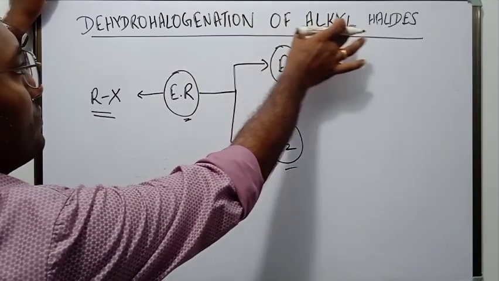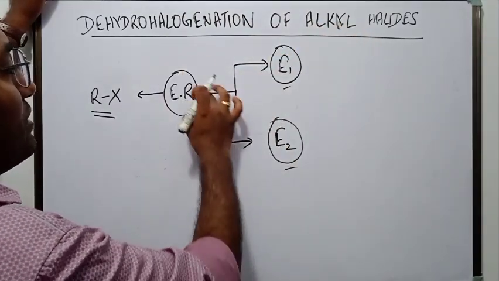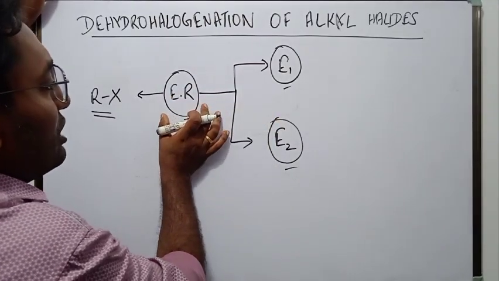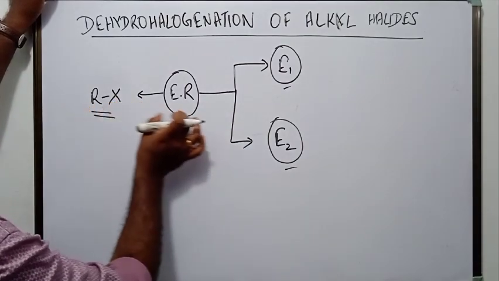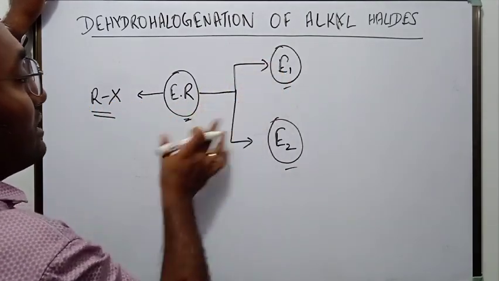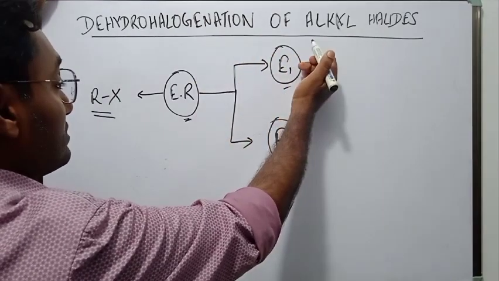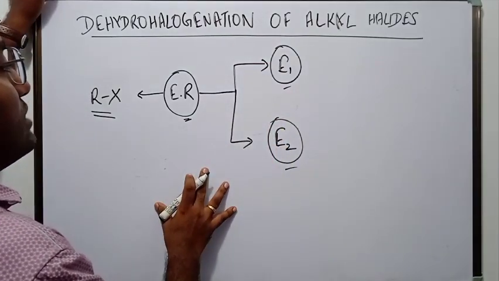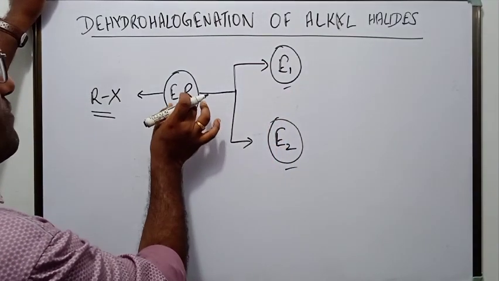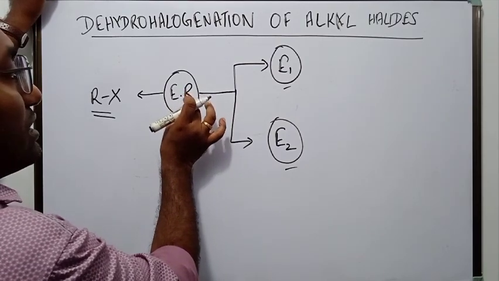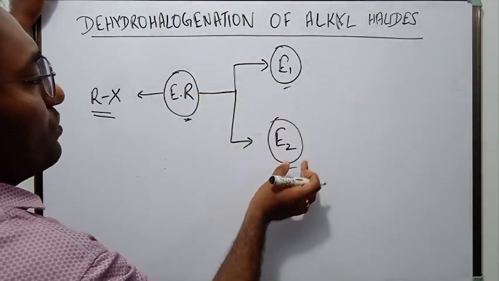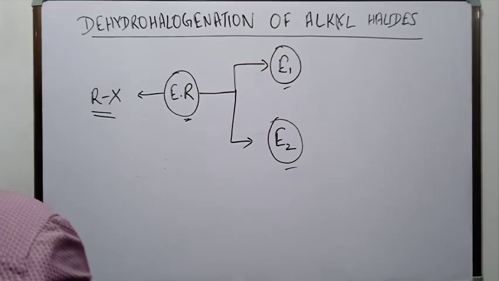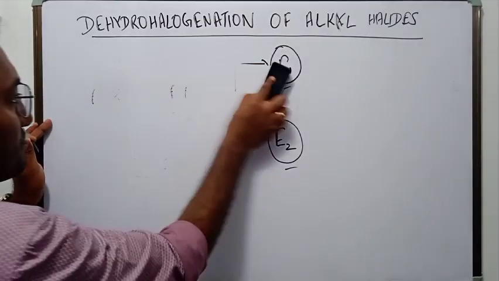So dehydrohalogenation of alkyl halides is an elimination reaction where atoms or groups are eliminated from the substrate, and this reaction is shown by alkyl halides. There are two ways that the reaction can proceed. The first mechanism is the E1 mechanism, the second is the E2 mechanism. Dear students, in this video we are going to discuss what elimination reactions are by looking at the reaction itself, and then first we will go through the E2 mechanism and then the E1 mechanism. So let us start.